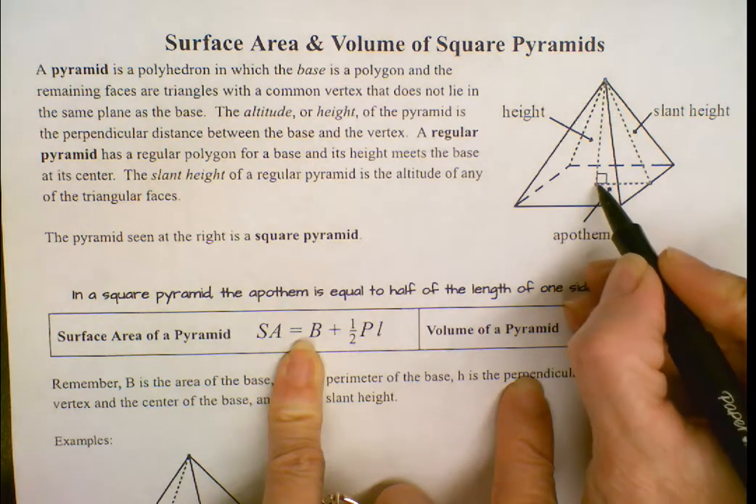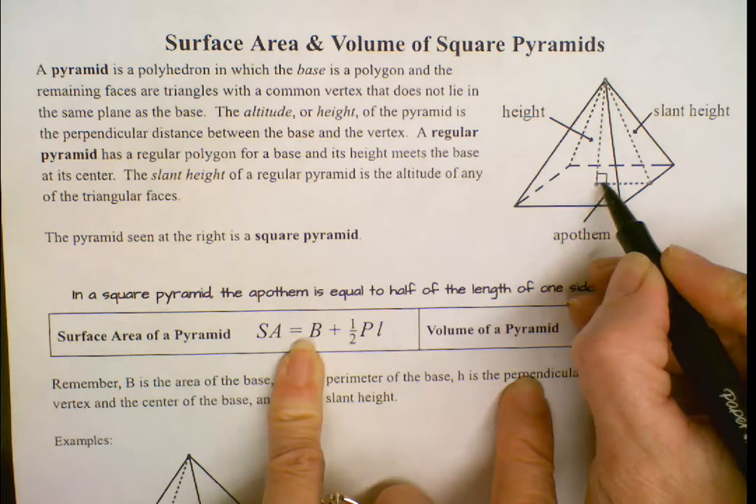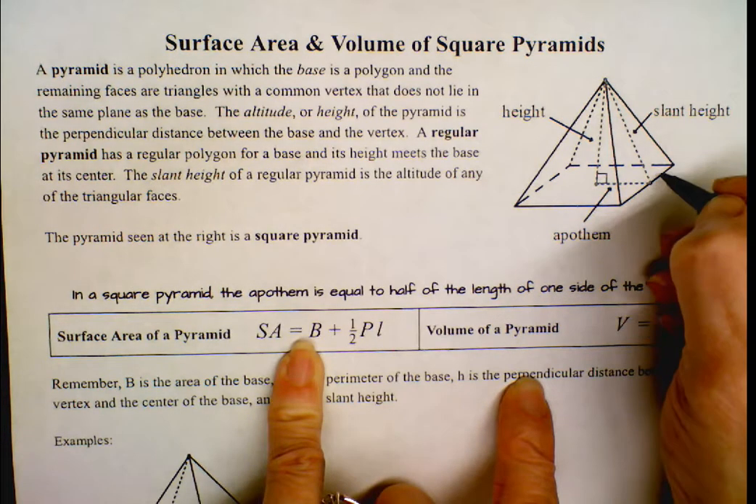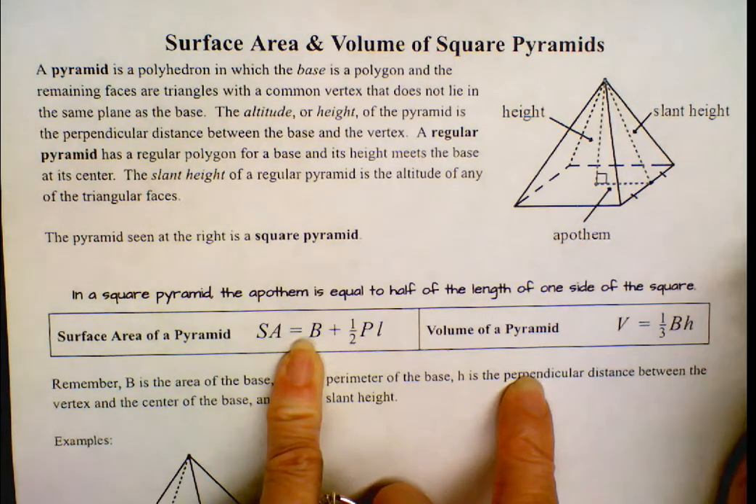So in terms of the apothem, as we've defined it before, it is the distance between the center of the base and the midpoint of one of the sides. So this point here on that base edge is going to divide that base edge into two congruent parts.